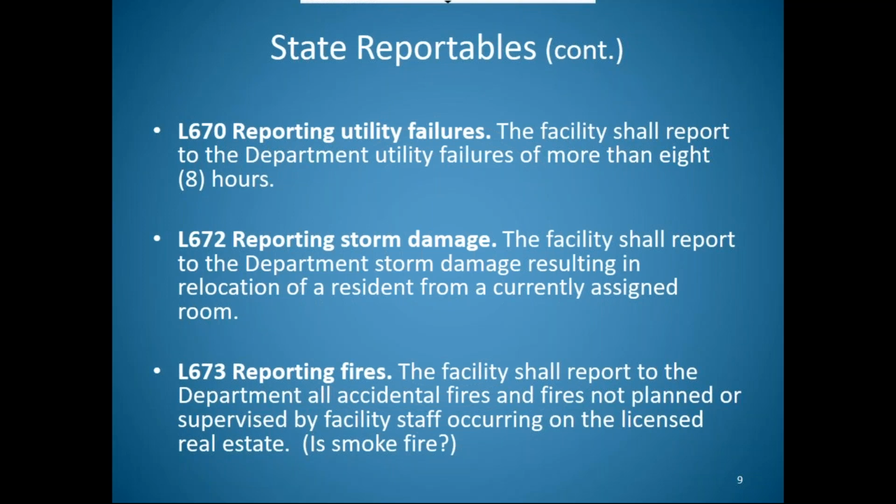673 is reporting fires. They shall report all accidental fires and fires not planned or supervised on the licensed real estate. So if you are planning a supervised burn of the back 40 and it's going to be supervised, fire department knows about it, everything is in play, that does not have to be reported. If the staff are out smoking, throw their cigarette down, lights the grass on fire, that has to be reported.